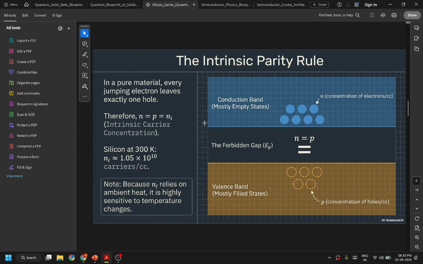So in a pure material, every jumping electron leaves exactly one hole. Therefore, n equals p equals ni, which is called the intrinsic carrier concentration. For silicon at 300 Kelvin, ni is given as 1.05 × 10^10 carriers per centimeter cube. Because ni relies on ambient heat, it is highly sensitive to temperature changes.